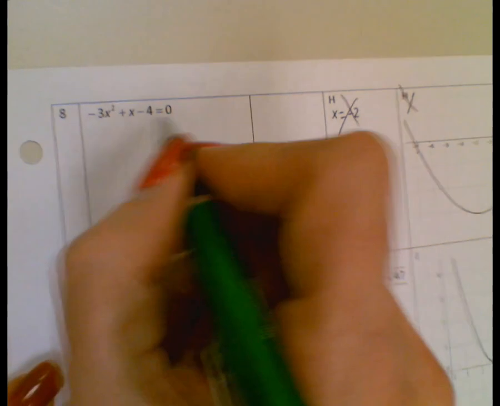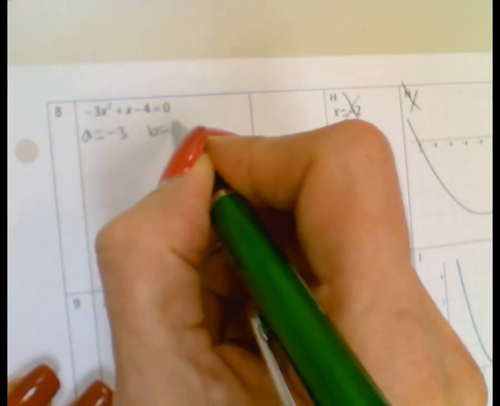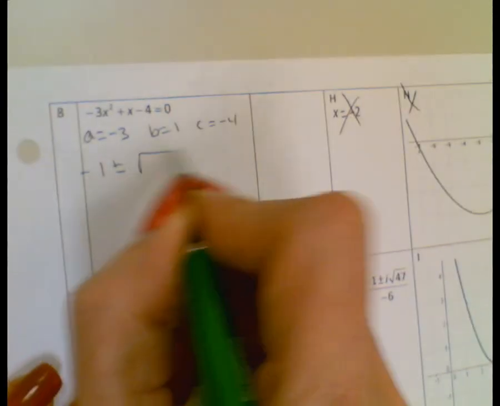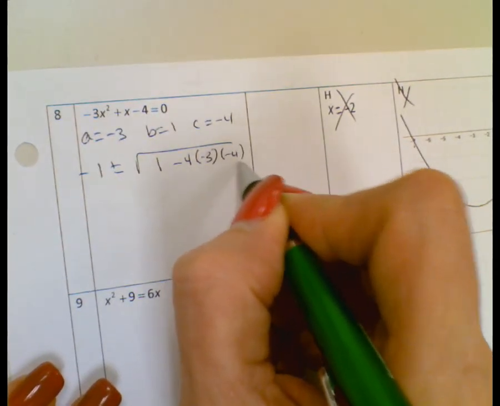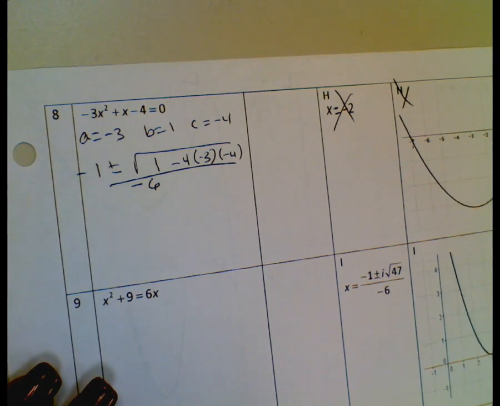All right, I'm definitely doing the quadratic formula here. A is negative 3. Be careful with that. B is 1, and C is negative 4. So the opposite of B is negative 1, plus or minus B squared, which is 1, minus 4 times negative 3 times negative 4 over negative 6, because 2 times negative 3 is negative 6.